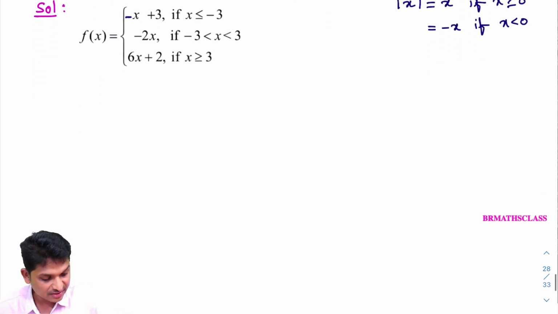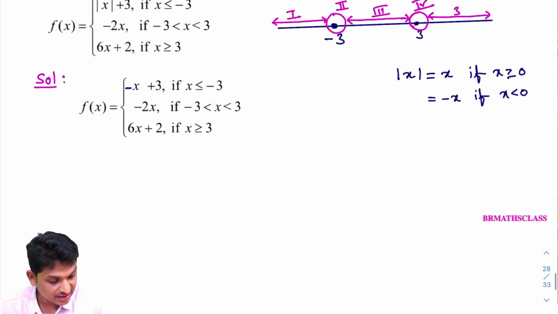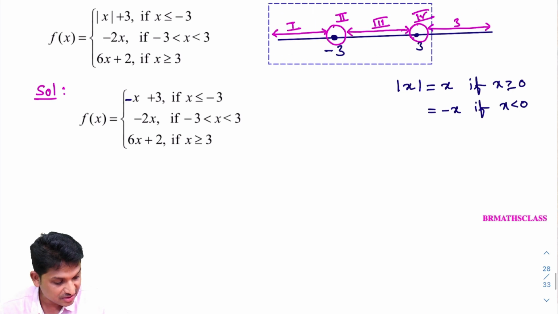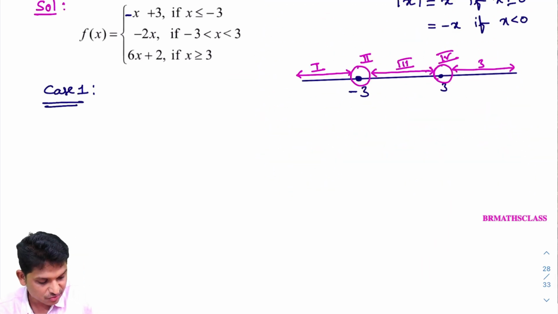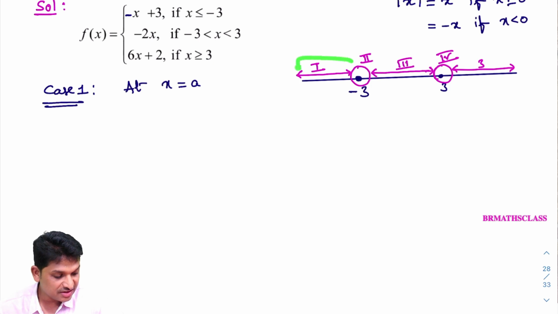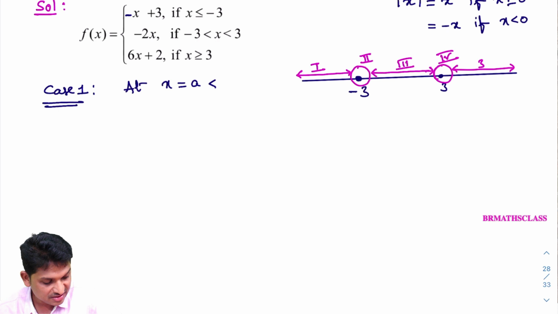Now, as usual, cases. What is case 1? I need this one, so I will bring it along with us. Case 1: at x equal to a, in which zone am I checking the continuity? I need to check the continuity of the given function when a is less than -3.